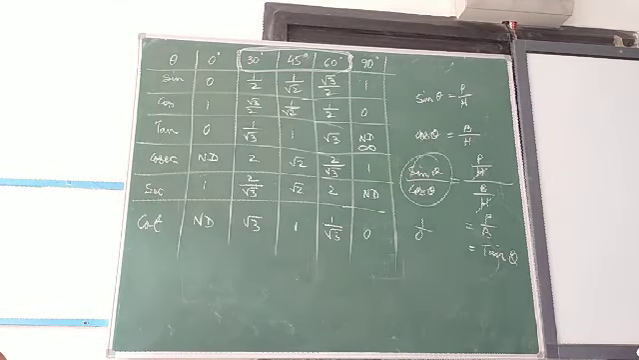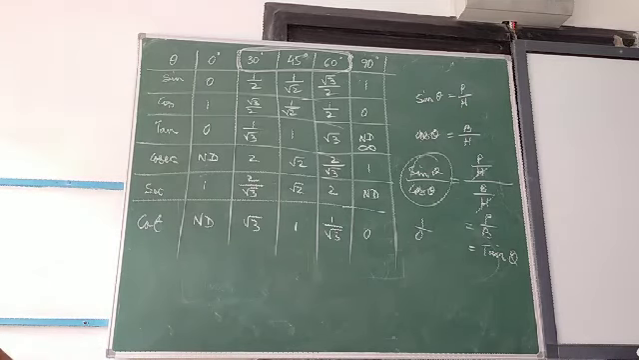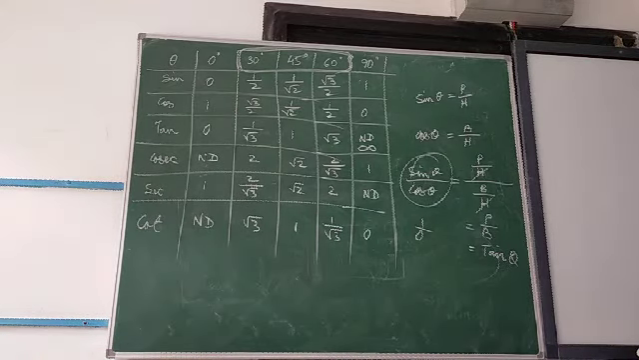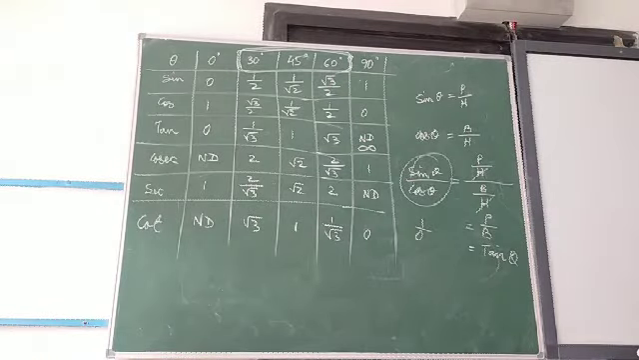Now the question is why sin 30 is half? Why is it not 1 by 3? Why is it not 1 by 4? Are you getting my point?